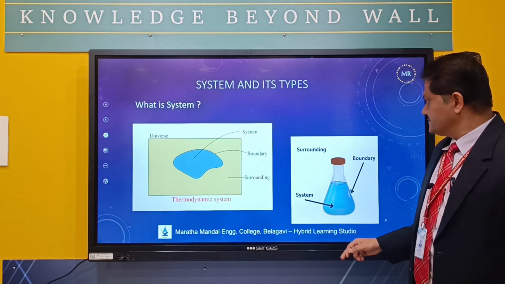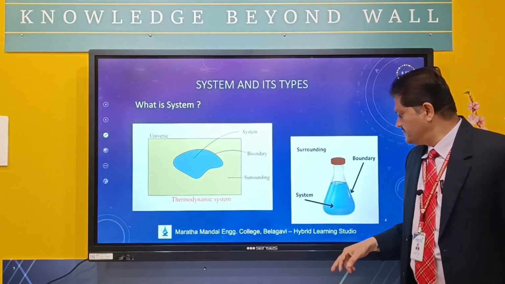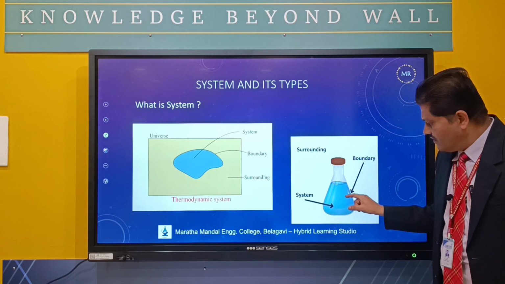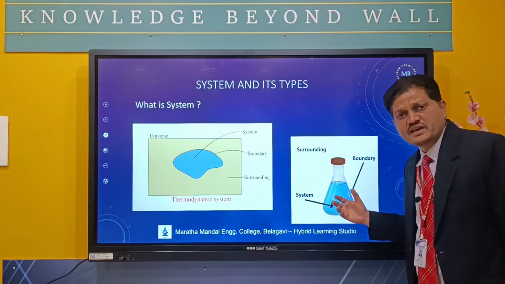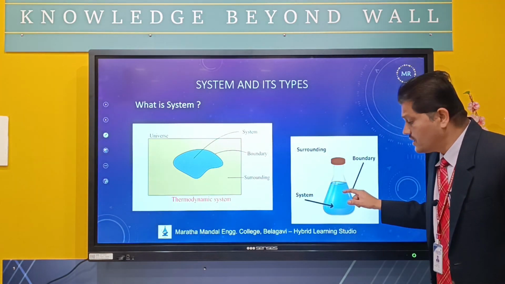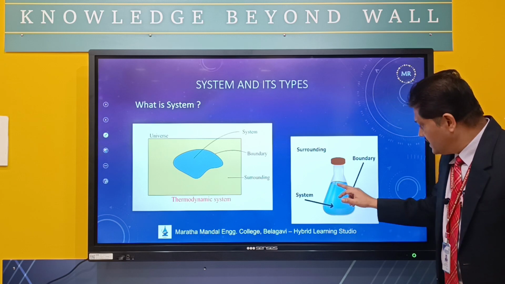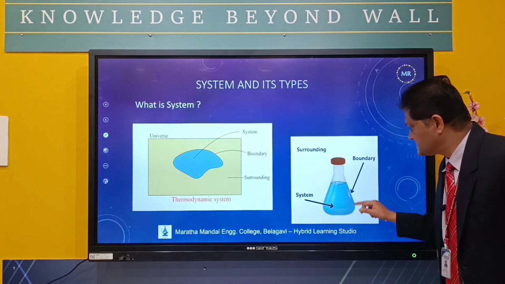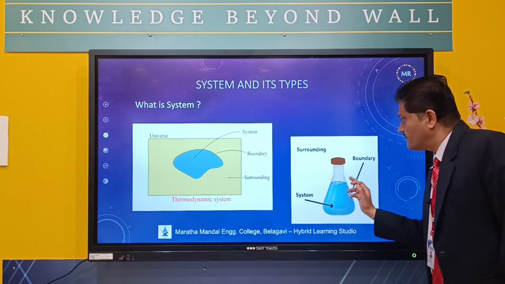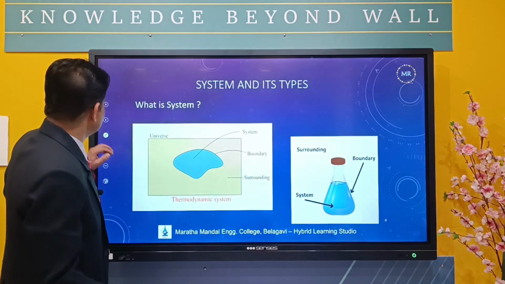Let me show you a practical example. Here is a flask inside which a chemical is present. This chemical is our system. If I want to study the behavior of the chemical, my focus is on how the chemical behaves inside this flask, so that becomes my system. Then it has its boundary, the system boundary, and everything external to the flask is the surrounding. I hope you now understood what the system and the surrounding are.